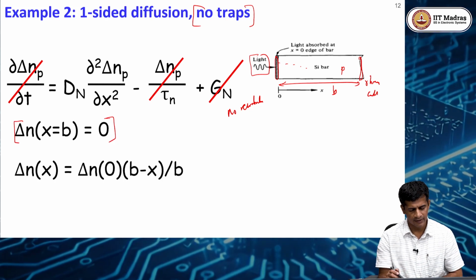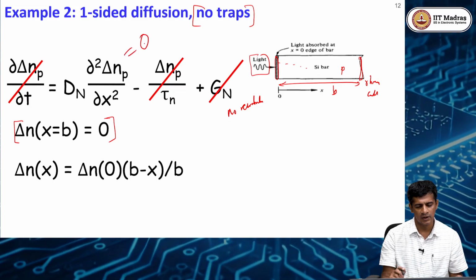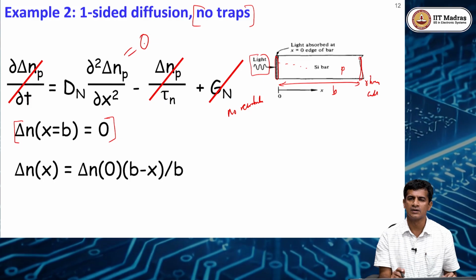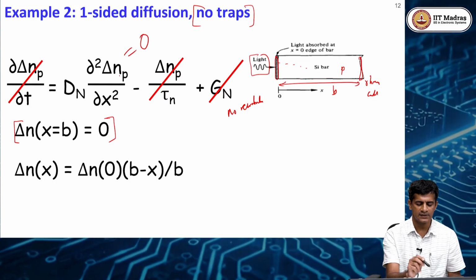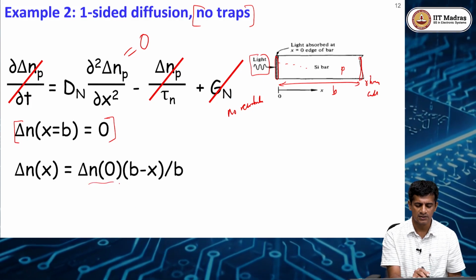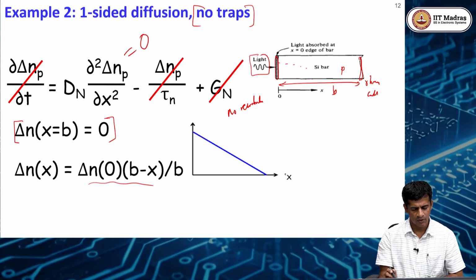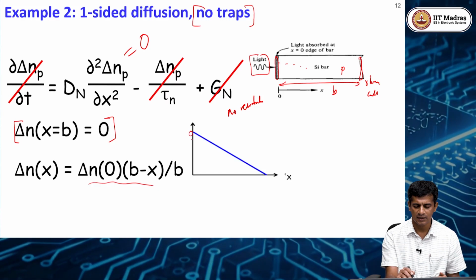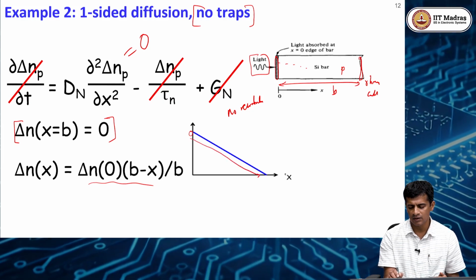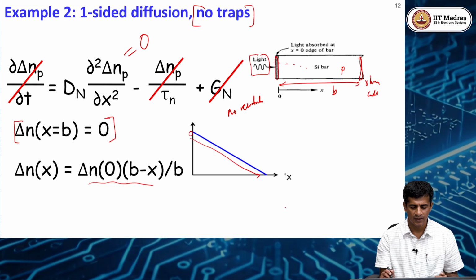When it reaches steady state, all you have is this equation equal to 0. So, a second order differential equation goes to 0. If the second derivative is 0, that means the function should be linear. So, essentially, whatever the concentration is here, it decays linearly and goes to 0 at the other end. This is what happens.